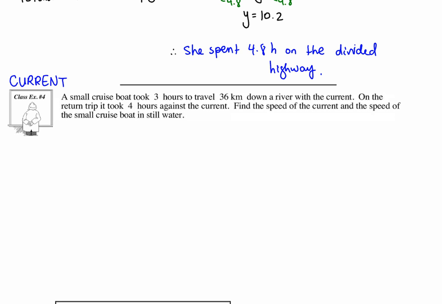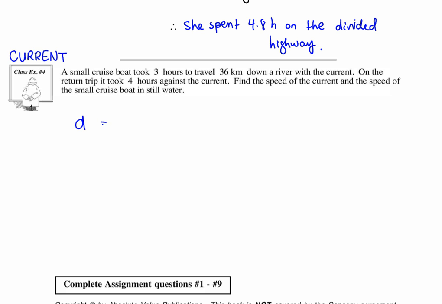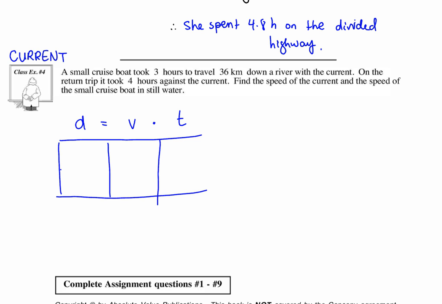So we're still dealing with distance equals speed times time. And the difference is the variables. Okay, and I'll show you what I mean. A small cruise boat took 3 hours to travel 36 kilometers down a river with the current. Now, if you're going with the current, what does it mean to go with the current? Is it helping you or hurting you? Yeah, it's helping. It's going to push you.